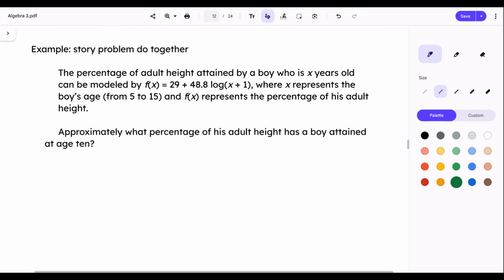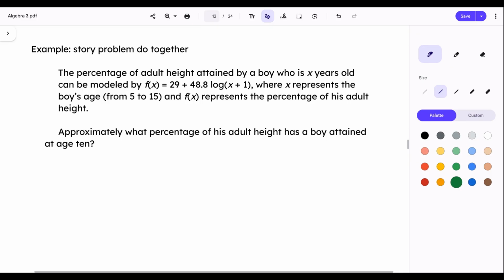This says that the percentage of adult height attained by a boy who is x years old can be modeled by the equation f of x equals 29 plus 48.8 times the log of x plus 1, where x represents the boy's age from 5 to 15, and f of x represents the percentage of his adult height. Approximately what percentage of his adult height has a boy attained at age 10? So x represents the boy's age, so if he's 10 years old, we're going to put 10 in for x.